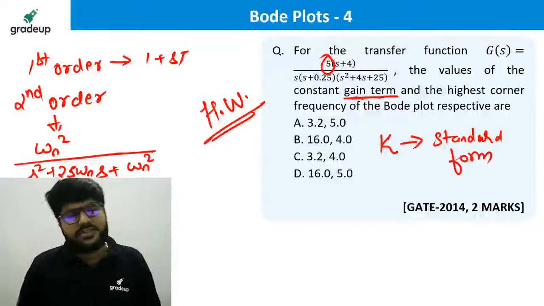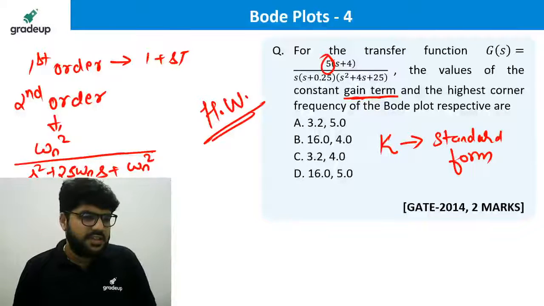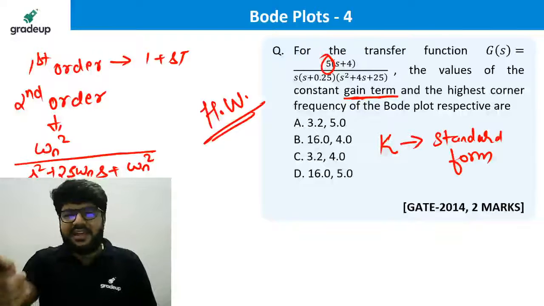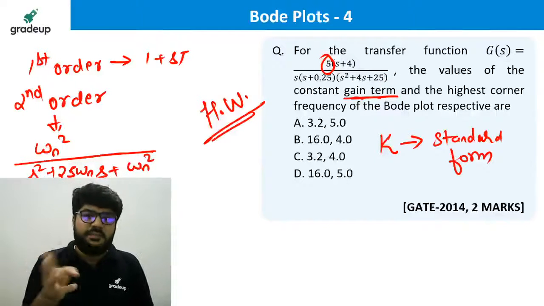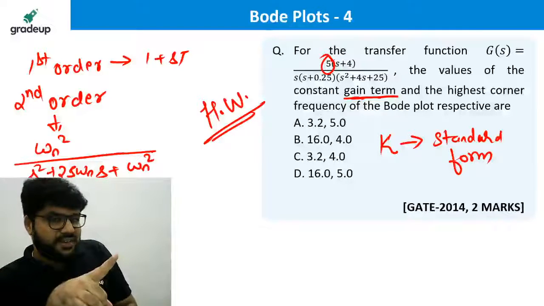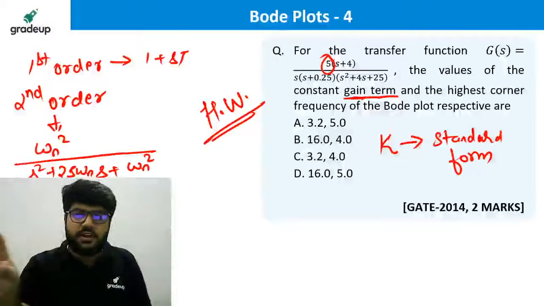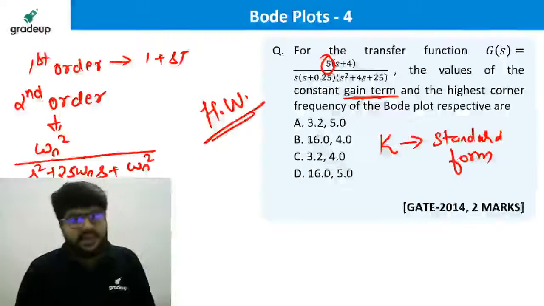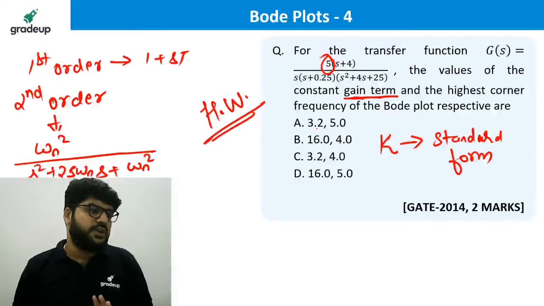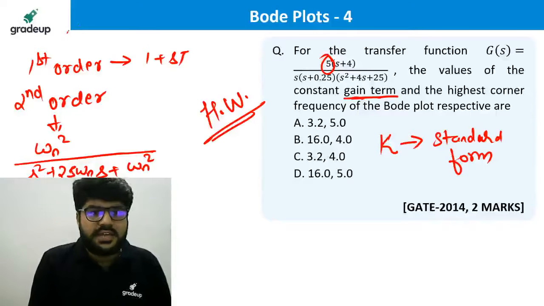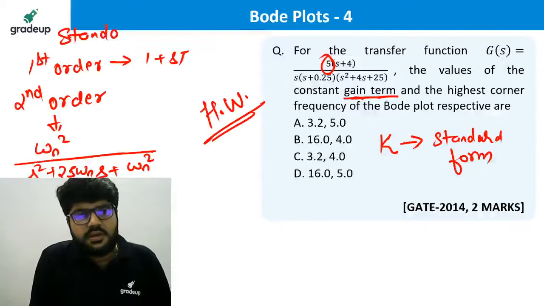I've given you sufficient hints to solve this question. You can solve this. The value of omega n is 5, clearly it is 25 square, so omega n is 5. You can calculate the corner frequency of the first order and second order. Write down all corner frequencies. Which of them is the highest? Mark them. And the constant gain term in the standard form, K from the standard form, you have to say. These are the standard forms according to which we have done the derivation.